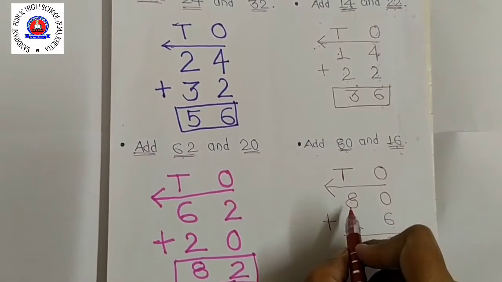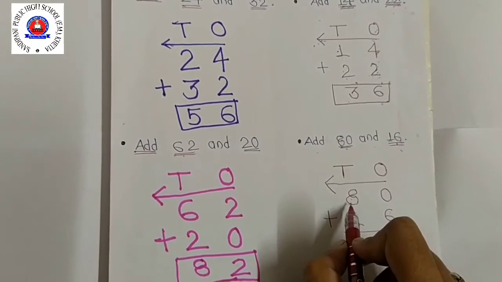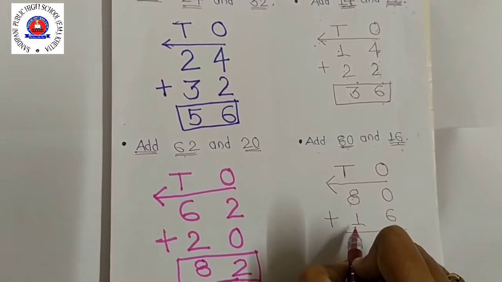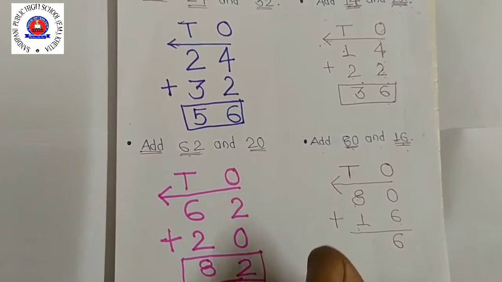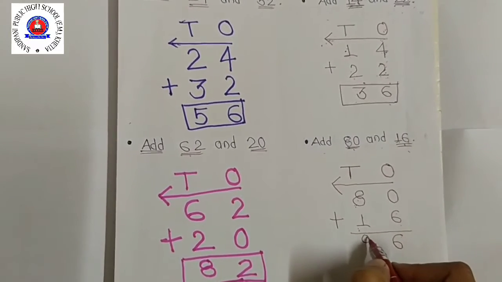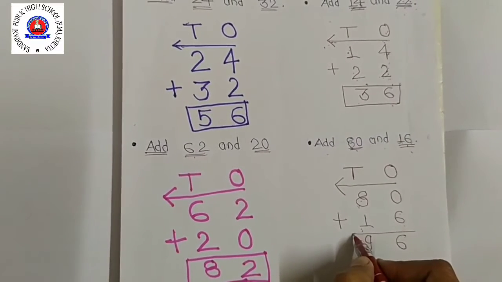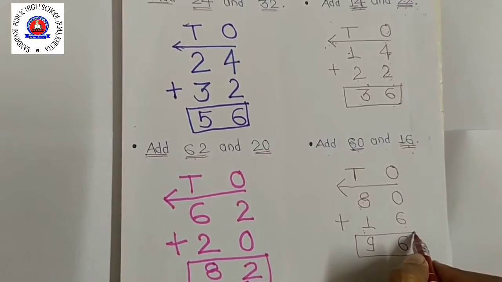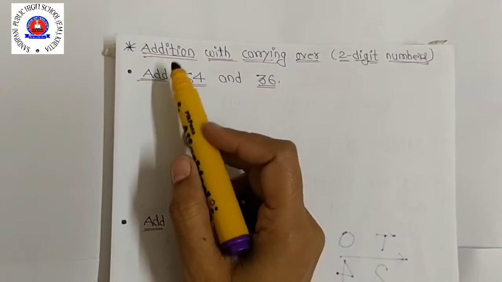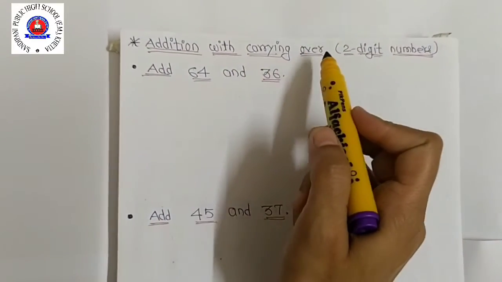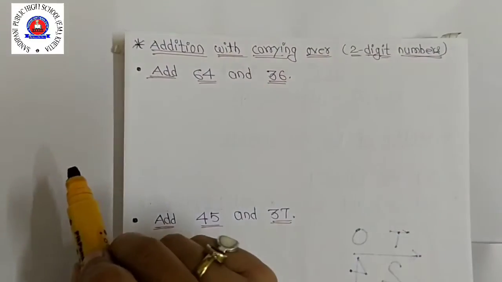Now in the tens column, 8 plus 1. Keep 8 in mind and show one finger. Count after it: 9. So write here 9. Now close this. Clear? Now we have to start addition with carrying over in two-digit numbers.